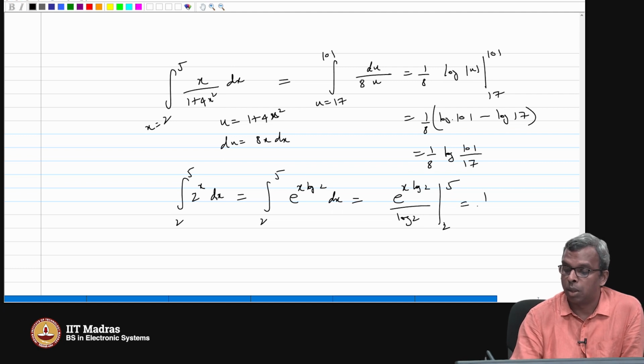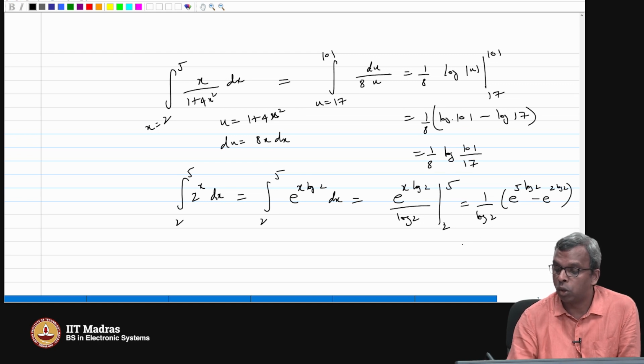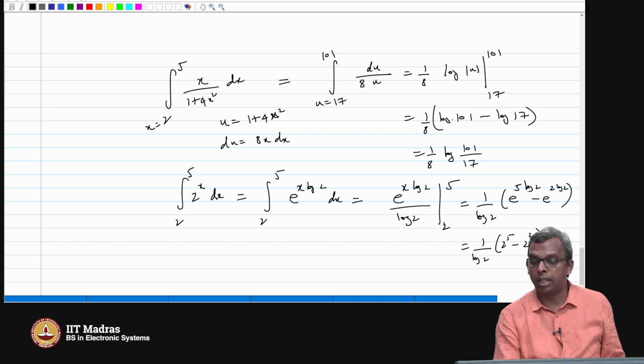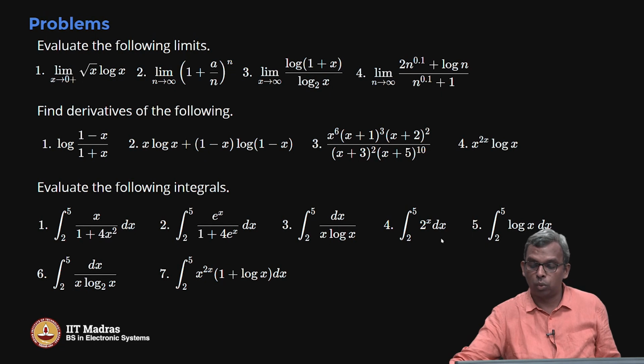Okay. So, 1 by log 2 times e power 5 log 2 minus e power 2 log 2. But now you can go back to 2 power, right. So, 1 by log 2 times, this is the same as 2 power 5 minus 2 power 2. So, it is 32 minus 4, 28. So, 28 by log 2. Okay. So, it is very easy to do. Once you convert to e, everything becomes very easy. So, 2 power x you can do like that.